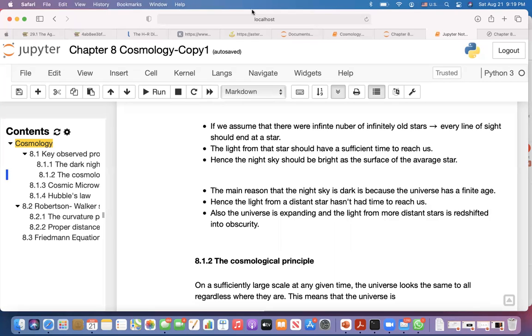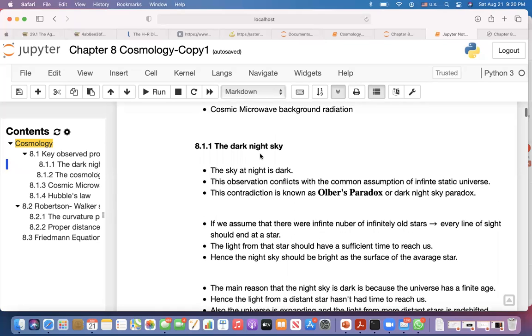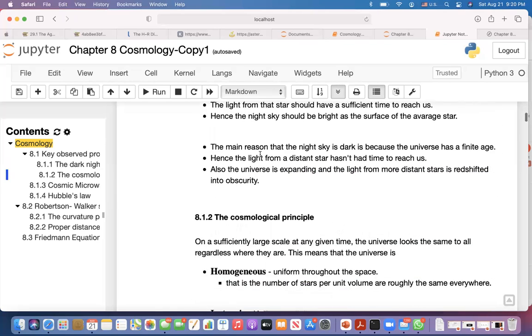And also because the universe is expanding, the light coming from those stars is redshifted, so that you will not see those, right? So that's the first observation that we had about our dark night sky, that is related to cosmology, right?